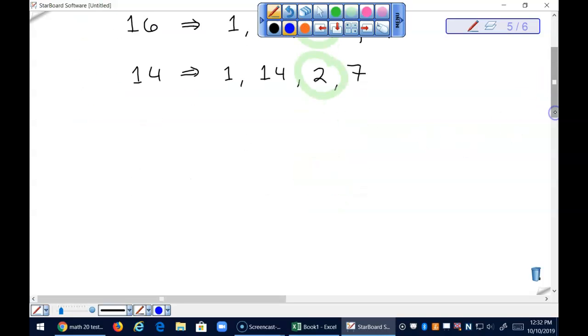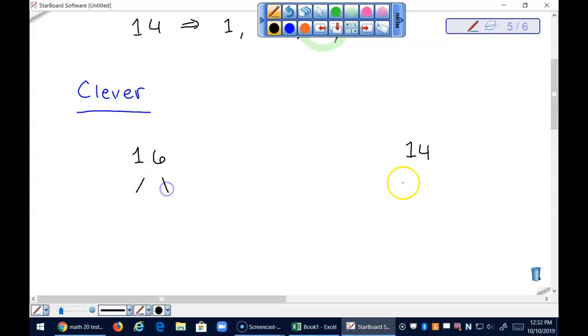I could be clever. This isn't something that you probably need to know in everyday life, but if you wanted to not do so much work of listing all the factors and hunting through them, then there is a clever way to do things. I can take my 16 and my 14, and I'll make a factor tree for both of them.